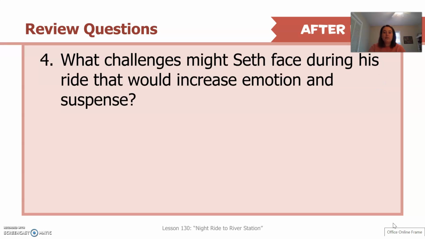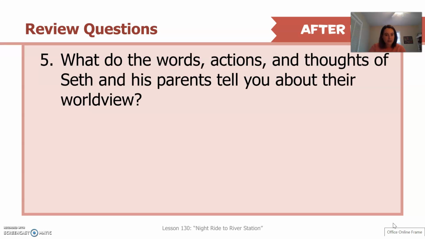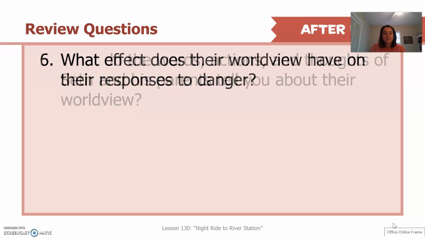What challenges might Seth face during his ride that would increase emotion and suspense? Well, he's going to have all kinds of things happen to him. He could encounter some bandits like Pete did. The gravel on Devil's Slide is challenging for an expert rider. Seth has never ridden Copper before. He'll be riding in the dark since it's nighttime.